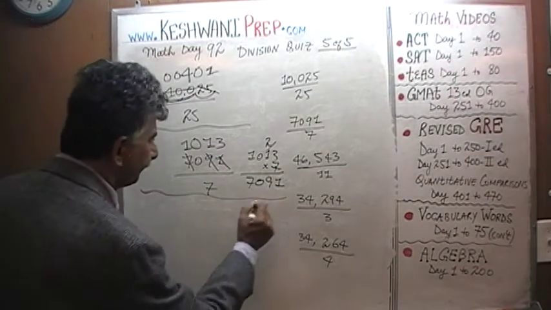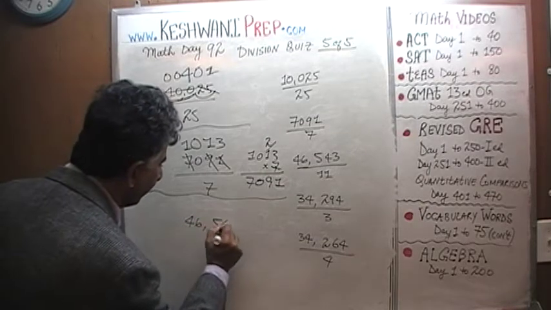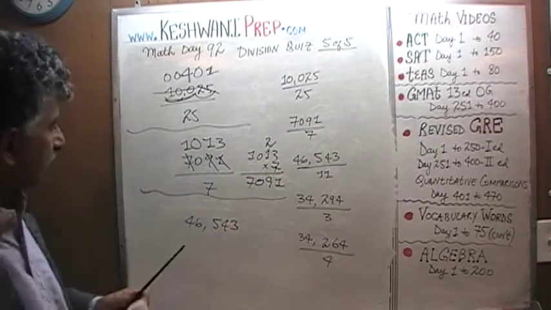Let's do one more. 46,543. I've changed my mind. We're going to do it on the top. It's getting too low.